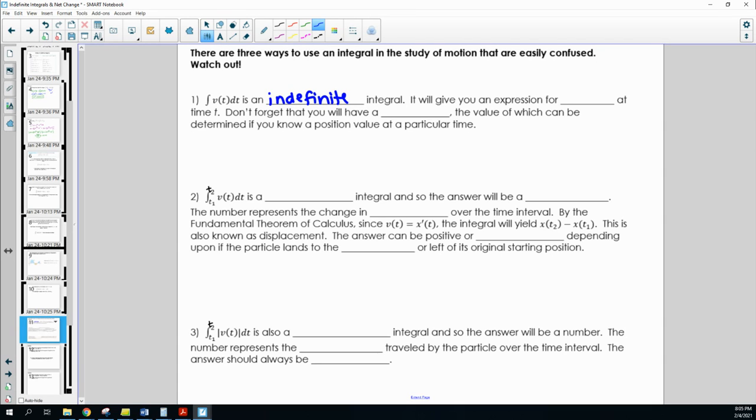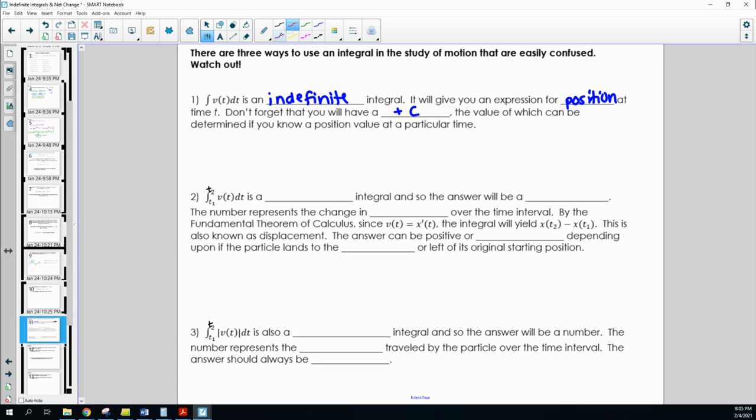And that is going to give you an expression for position at time t. Don't forget that you will have a plus c, which is the value that can be determined if you know a position value at a particular time. So that plus c is your constant of integration. So when you have an indefinite integral, you're going to have the plus c.